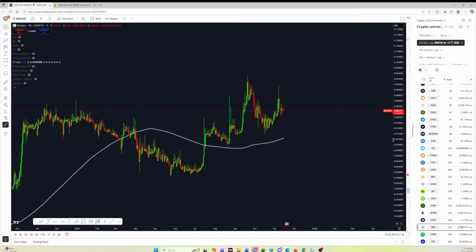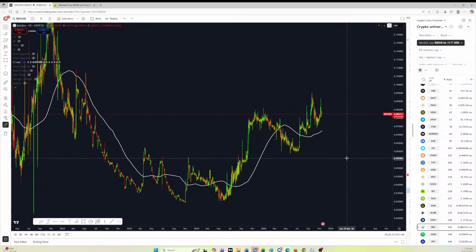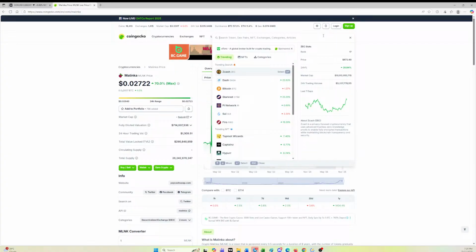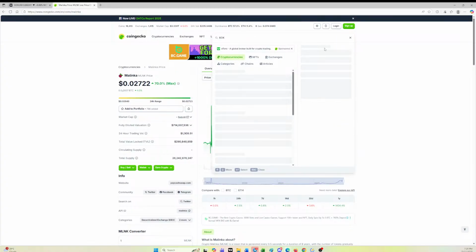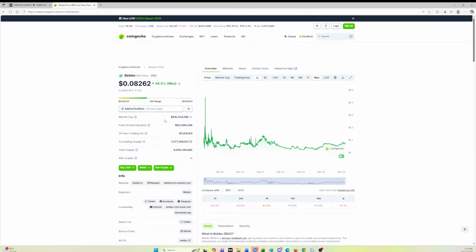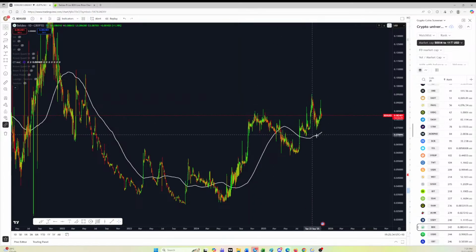BDX. There you go. It's a strong coin. Beldex. There you go. You want to hear it first? BDX. Beldex. What's the market cap on this? So we got it, 618, 142 ranked. Strong uptrend, above moving average.